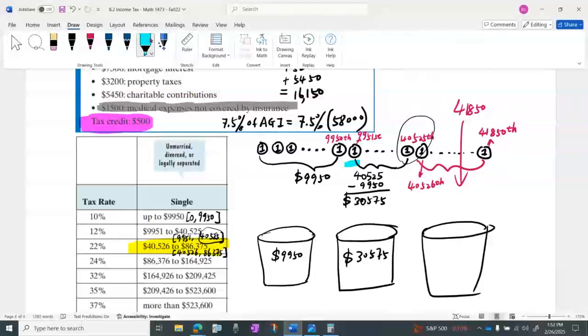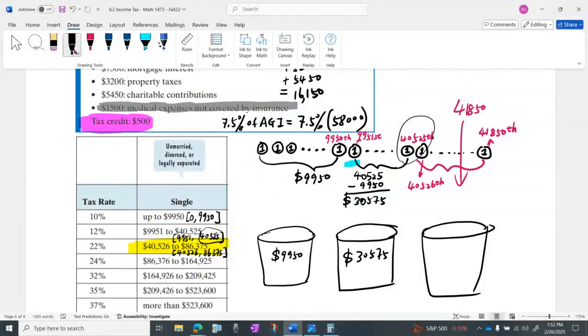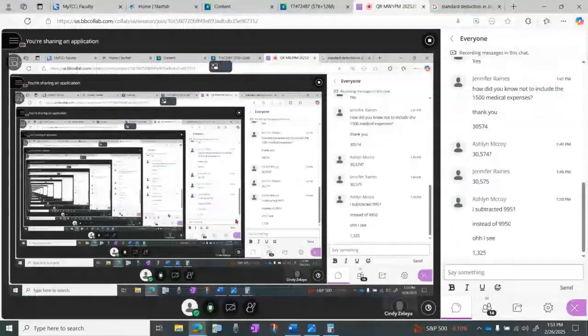Just consider that now you have those dollars in buckets already, all right? From $40,526 all the way to the last dollar, $41,850, how many dollars is that? You're going to use 41,850 minus, you do not minus 40,526, you minus 40,525. Do you have $1,325? Yeah, very good. Awesome. All right.